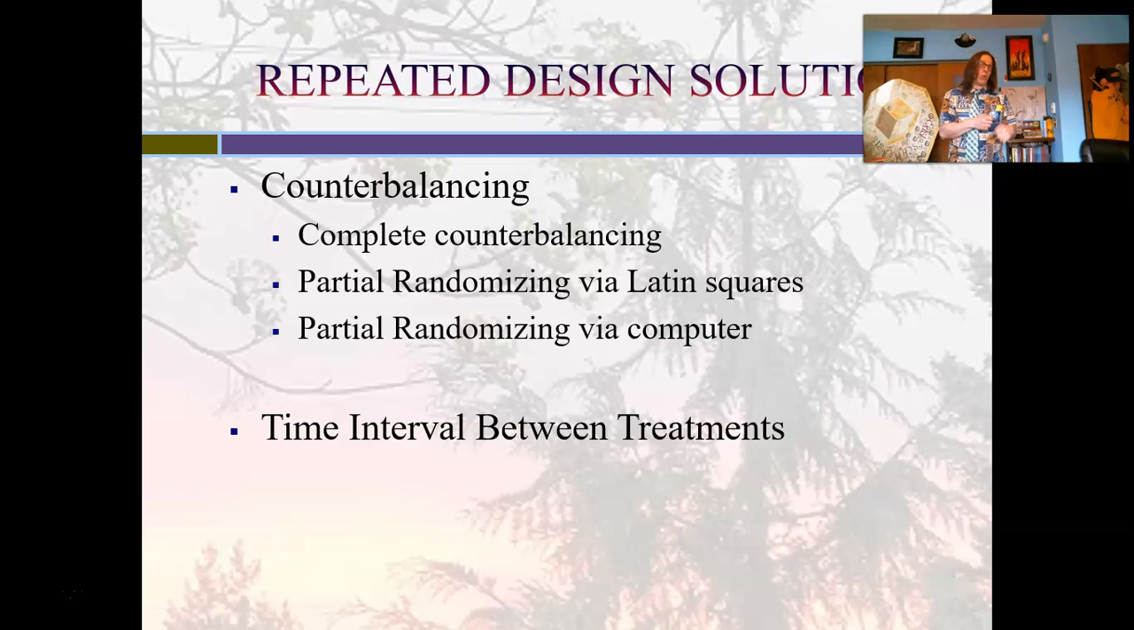So if order becomes a second factor, like in the pre-post test design, then if order interacts with the other factor, then you know you have an order effect. And so one solution to that, or the way to find out if that's there, is to have a complete counterbalancing effect. A second way to do it is through partial randomization via Latin squares, which I'll describe in more detail in a minute. And the third is partial randomization through a computer.